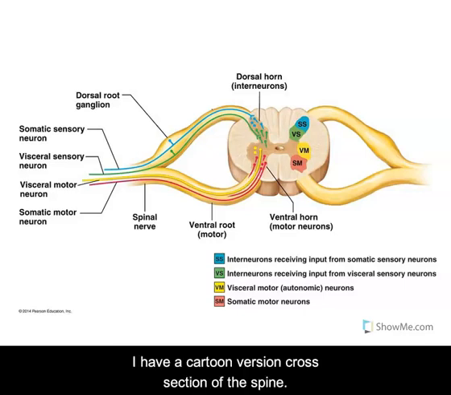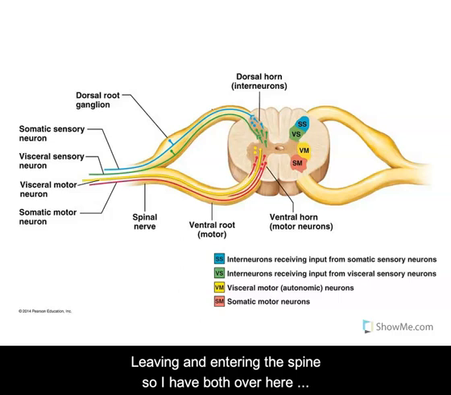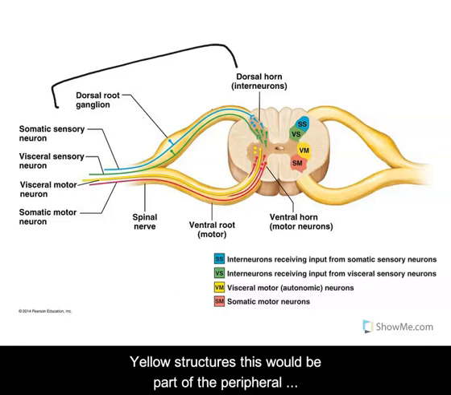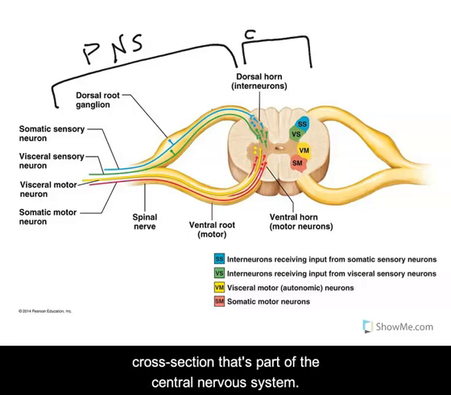Here I have a cartoon version, cross-section of a spine, and I am seeing these spinal nerves leaving and entering the spine. So I have both over here. Here's my spinal nerve, those yellow structures. This would be part of the peripheral nervous system. And over here I have the spinal cord being shown, cross-section. That's part of the central nervous system.